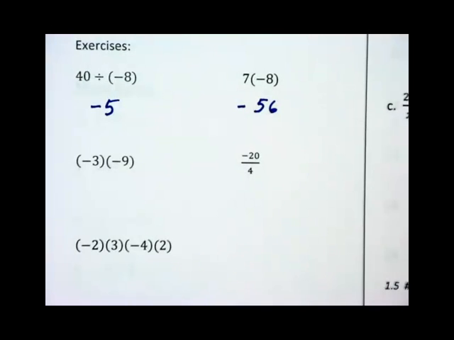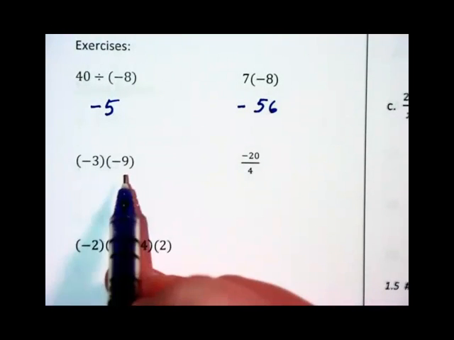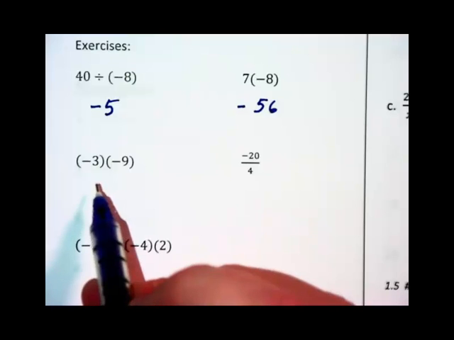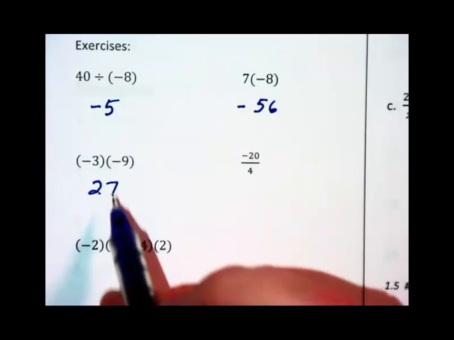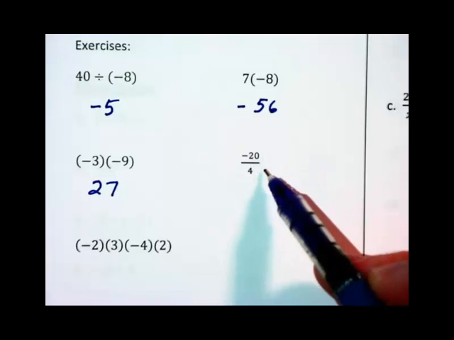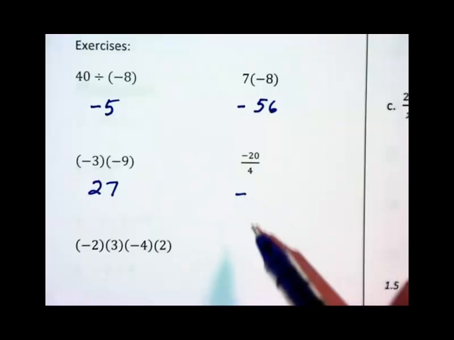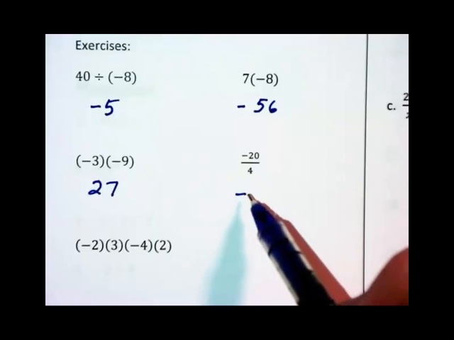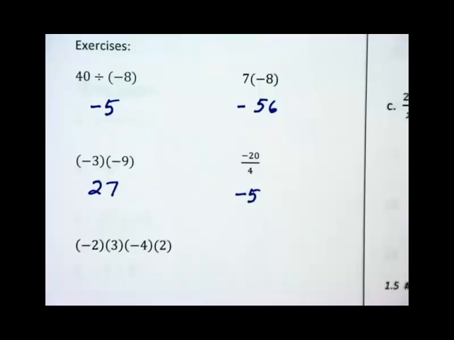In negative 3 times negative 9, the signs are the same, so the product is positive, and 9 times 3 is 27. Even though this looks like a fraction and it is a division problem, the signs are opposite, so the quotient will be negative, and 20 divided by 4 is 5, negative 5.